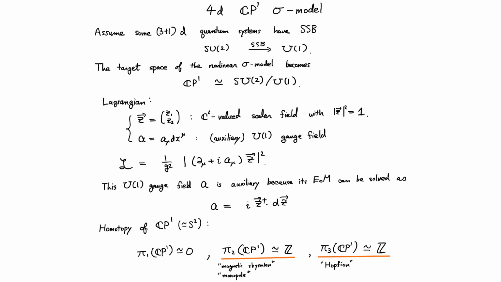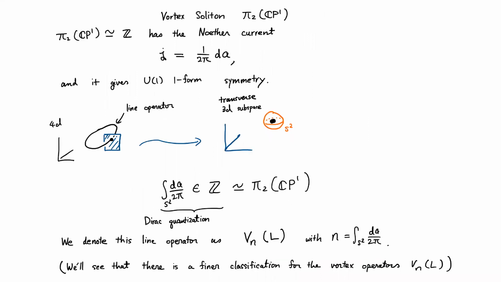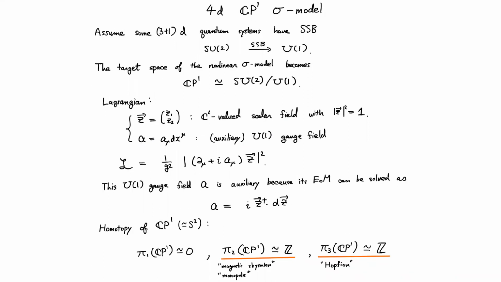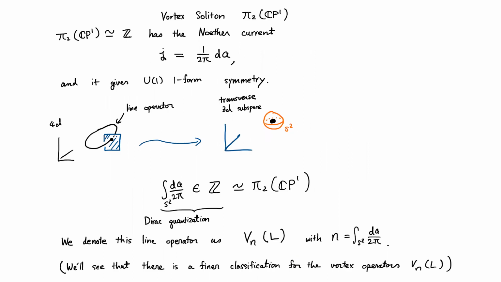And this follows from the Hopf fibration, and the topological soliton associated with this non-trivial pi3 is often called a hopion in this context. And before talking about this hopion, let me give a description of the easier case, pi2 of S2 equal to integer. And in this case, what we have is what we call a vortex or a monopole soliton.